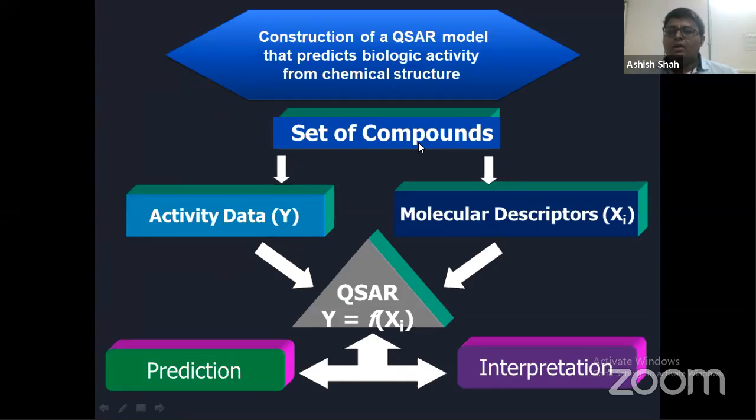You should have a compound library with biological activity. You should have a set of compounds, then activity data. You should have molecular descriptors, and then you just develop an equation: Y is equal to f of x, where x is the physiochemical parameters. And you just predict and interpret the biological activity of your future molecules. So that is something known as QSAR.